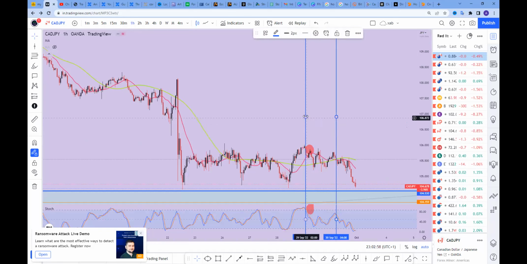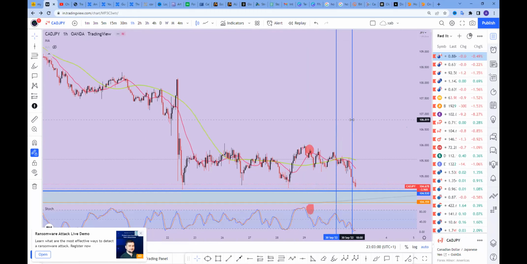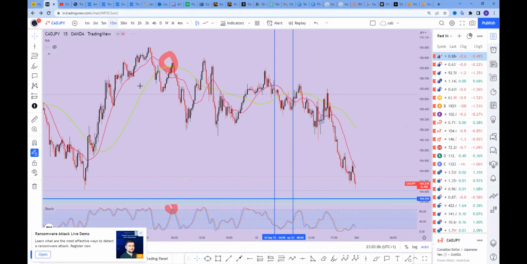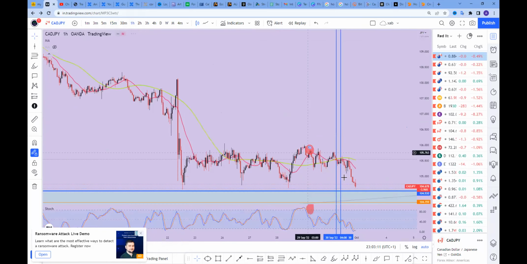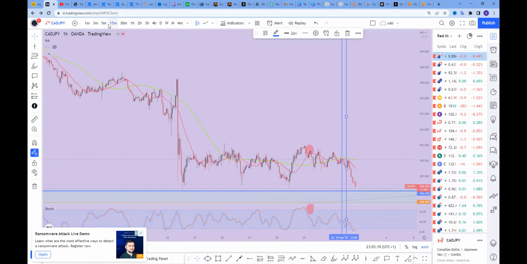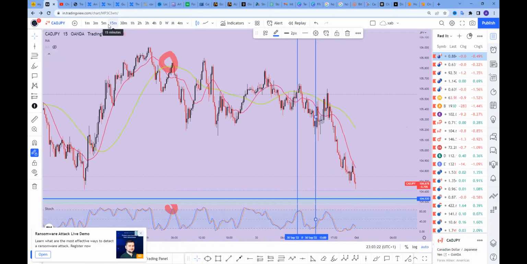This is another example. Let's see if we have any entry here. No entry. Let's see if we have any entry here. You see again that there was absolutely no other entry. You see no entry.